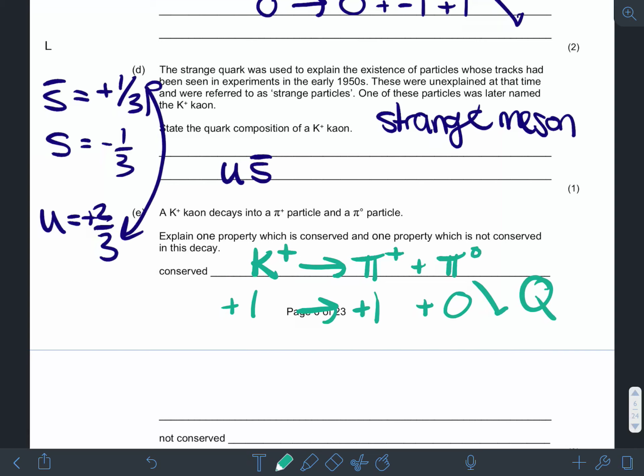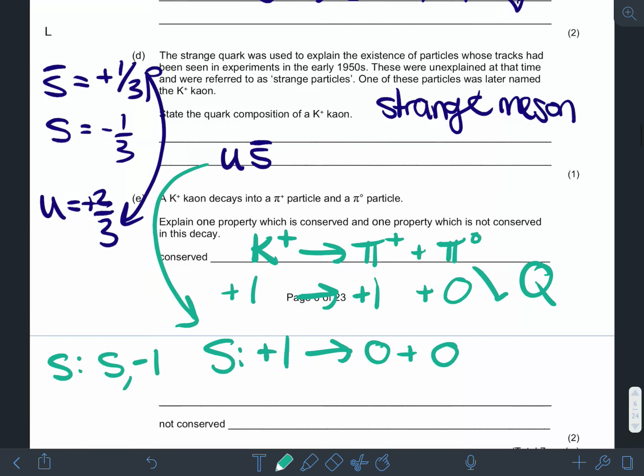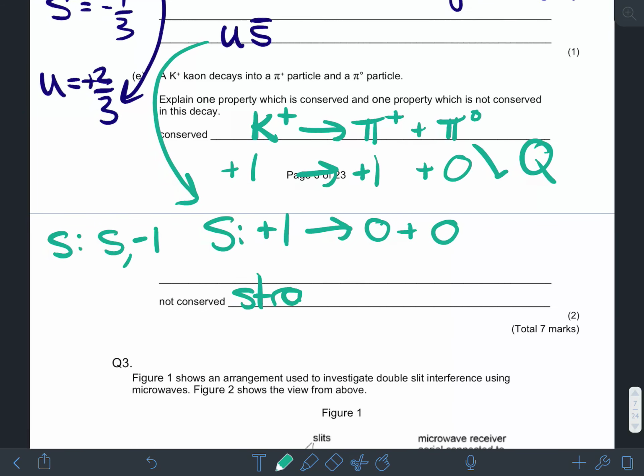Now, K+, we've got a strangeness down here. If you remember, the strange quark has a strangeness of -1, and that's a quirk of how it was discovered. So a normal strange quark, not the anti-version, has a strangeness of -1. So on the left-hand side here, because we've got an anti-strange, we've got strangeness of +1, and we've got 0 and 0 on the right, because these are both pions, and pions are not strange. So not conserved here is strangeness, and I think everybody got that.